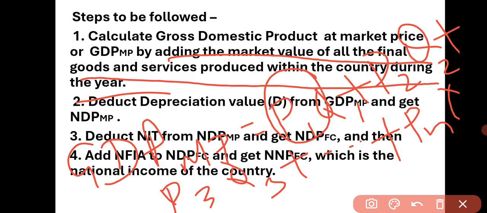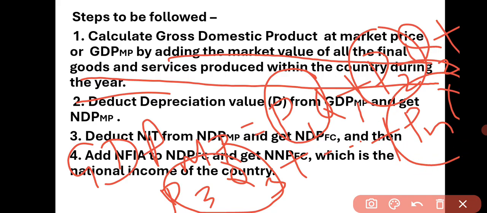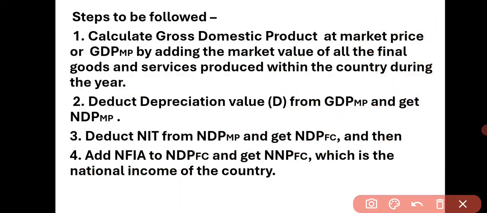Similarly, product 2, P2Q2, product 3, P3Q3, product 4, P4Q4, and PNQN is the nth product. So that is how much of a product is produced within a given year in an economy, and what is its price. Just multiply the quantity of a good with its price, then you can get the market value. So GDPMP can be calculated by adding the market value of all the final goods and services produced within the country during a particular year.